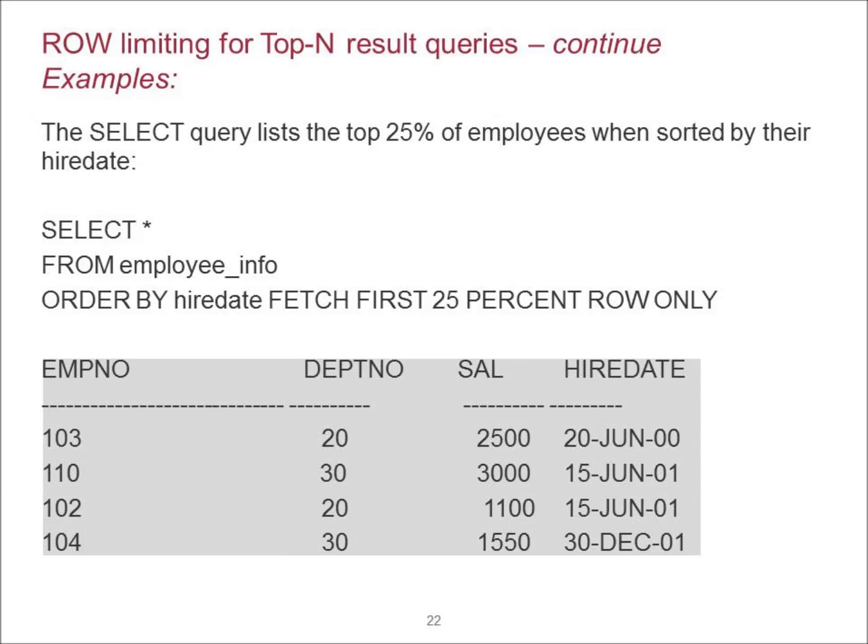Now, the second example: I want a select query that lists the top 25% of employees when sorted by their hire date. So I'm simply going to say select star from employee info, order by hire date, fetch first 25 percent rows only. All right, so you got salary 25,3000, and this is sorted by hire date.